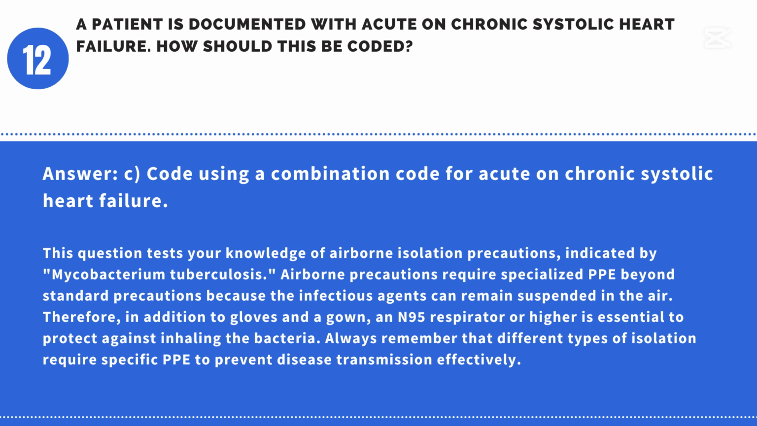This question deals with coding conditions described as acute on chronic. When a condition is described as both acute and chronic, ICD-10-CM provides a combination code for the acute on chronic presentation. That single combination code should be used. You would not code the acute and chronic conditions separately. Look for the specific code that combines both the acute and chronic aspects of the heart failure.